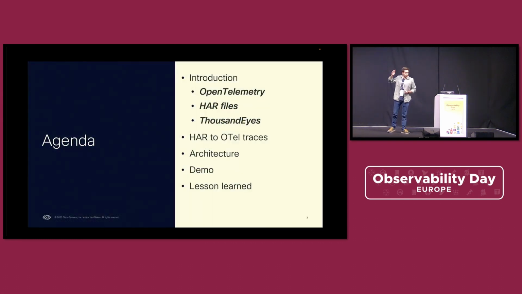Today we are going to talk about OpenTelemetry, a quick introduction, the HAR file, so you're going to discover what it is, and ThousandEyes, briefly just because we are using it. And then we are going to explain how we are converting from a HAR into an OpenTelemetry trace, then how we are streaming, doing that processing and the streaming in the architecture. You're going to see how it works with a demo, and then we are going to end up with lessons learned. All of you know already about OpenTelemetry, so we're going to skip that.